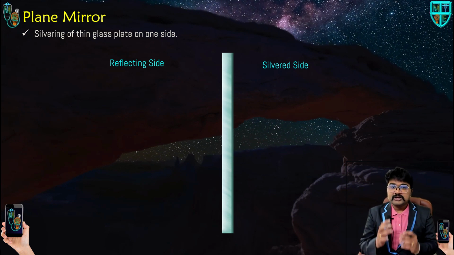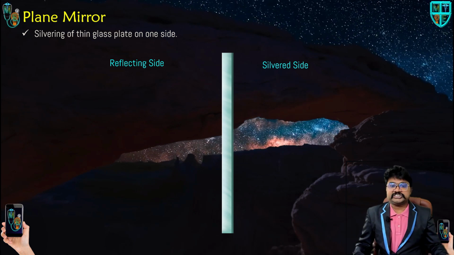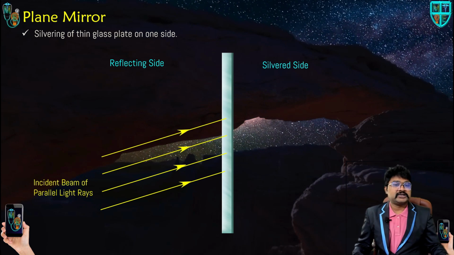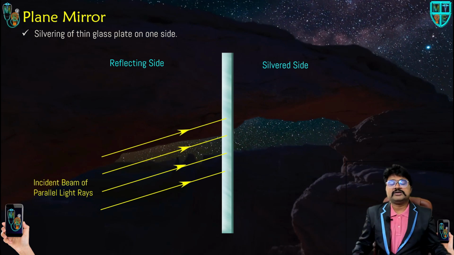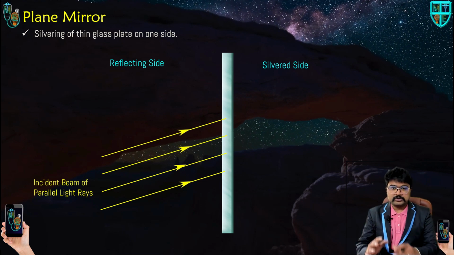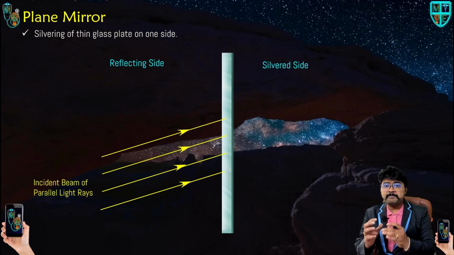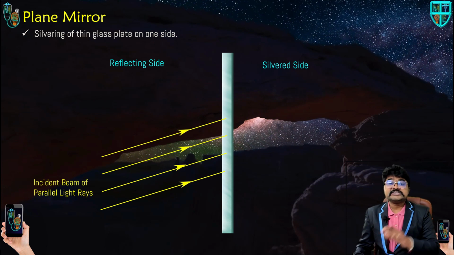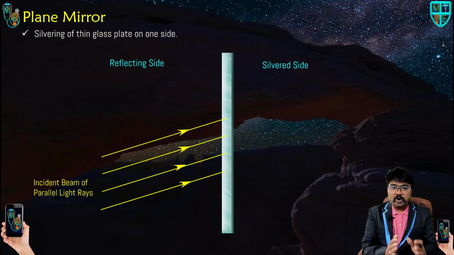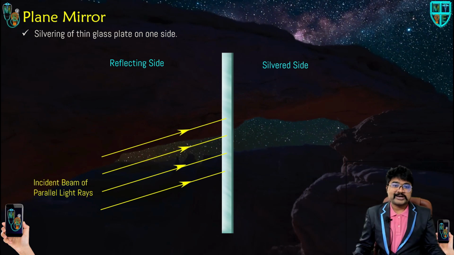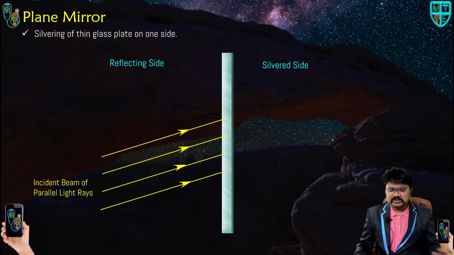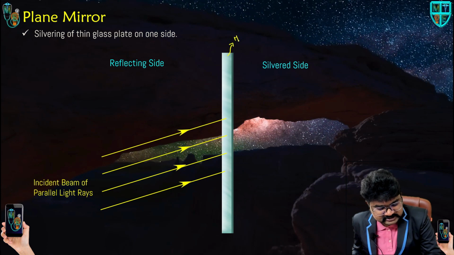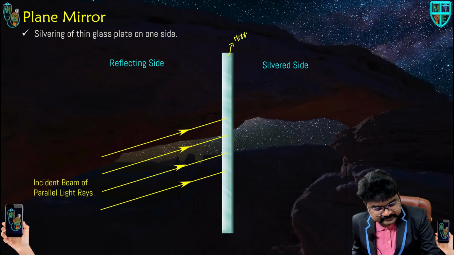Now, we need to see the phenomenon of reflection. See here, an incident beam of parallel light rays. A bundle of rays is called a beam. Here you can see the incident beam of parallel light rays. So these are all incident rays incident on a glass plate which is coated with silver on one side. You can call it a mirror. This is the mirror. Understood now?